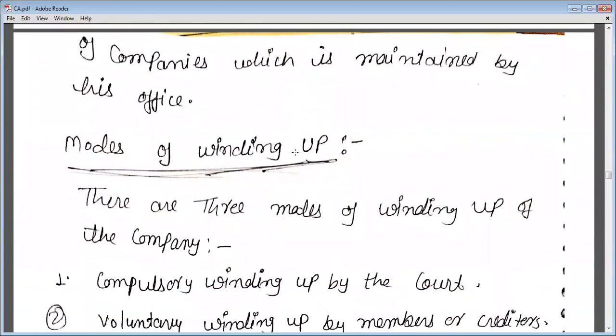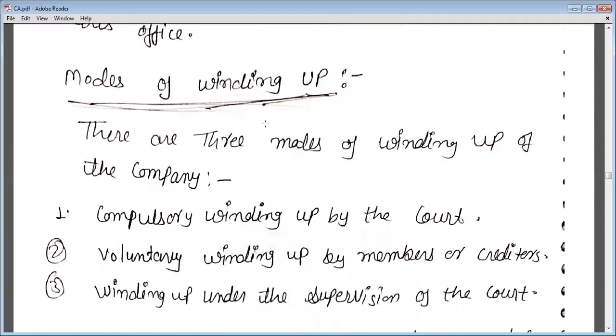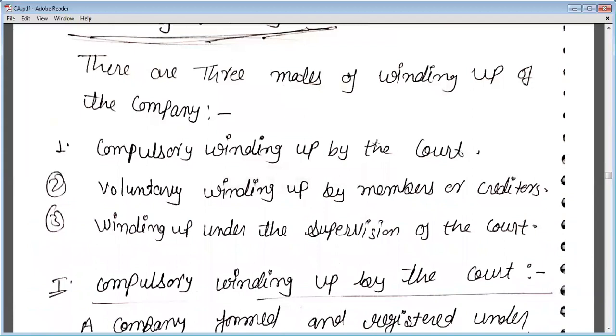Okay. Now, let's understand modes of winding up or modes of liquidation. How many modes are there of winding up of a company or liquidation of the company? के liquidation के क्या-क्या modes हो सकते हैं? See, there can be 3 modes of winding up of the company. First, compulsory winding up by the court. If the court gives you the order to close the company or to liquidate the company, then you have to liquidate the company. You have to wind it up. Okay. Second case may be you voluntarily want to wind up the company, or your members and creditors voluntarily wind up that company. And third is winding up under the supervision of the court.